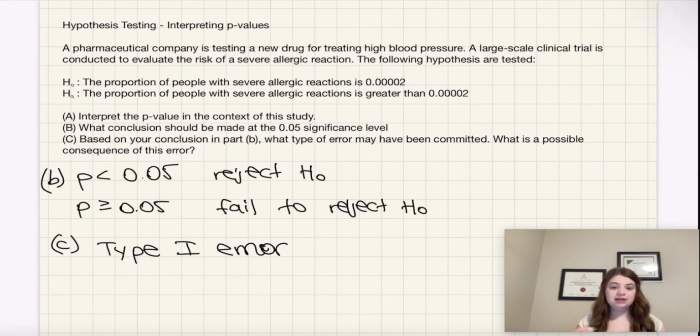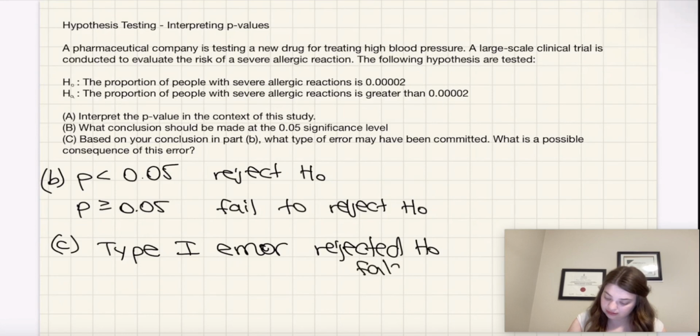And this could have possibly been committed if we rejected the null hypothesis, even though the null hypothesis is true. So basically, if we falsely rejected the null hypothesis. And although this isn't likely, and that's why we're doing this test, it is still technically possible, right? What if the results had less than a 5% chance of occurring, but they still did occur, right? They could still potentially occur sometimes.